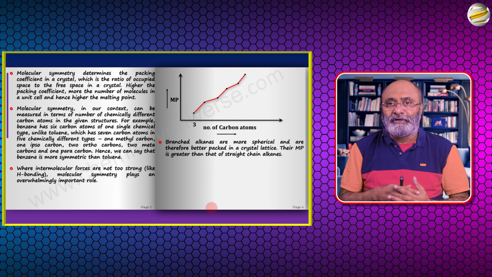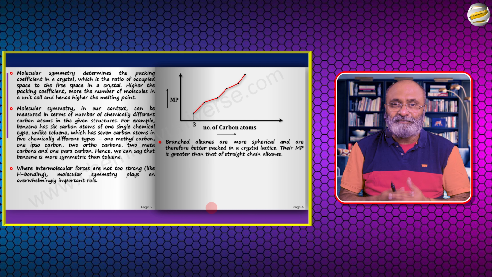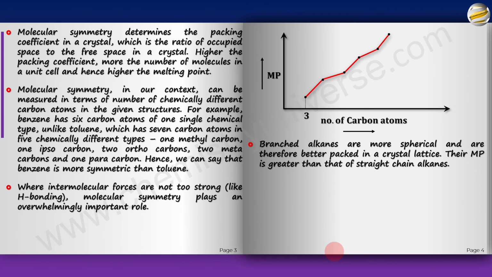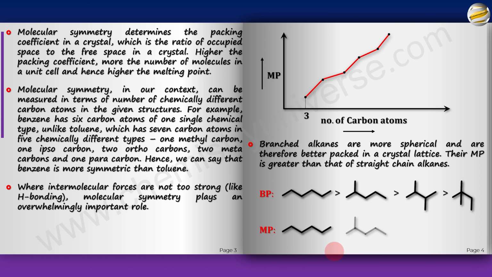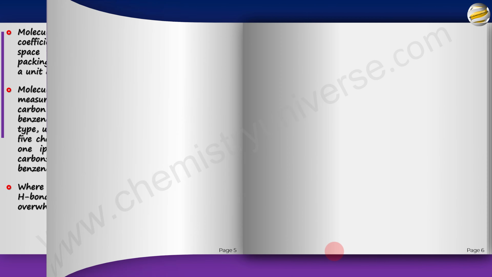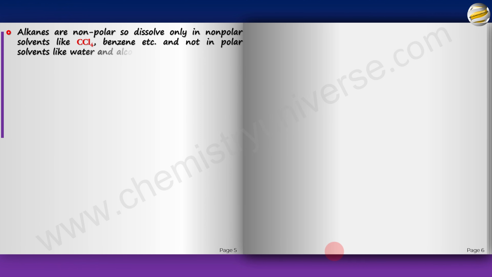So melting and boiling points go in the opposite trend as far as branching is concerned. The boiling point of this and this decreases, whereas the melting point of these increases from left to right. Now, alkanes, as you know, are non-polar, and so they dissolve only in non-polar solvents like CCl4, benzene, etc., and not in polar solvents like water and alcohol, and that I'm sure is understandable.